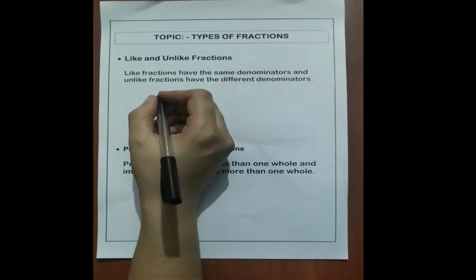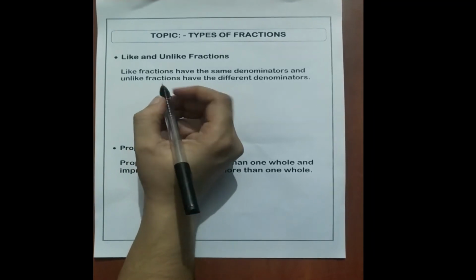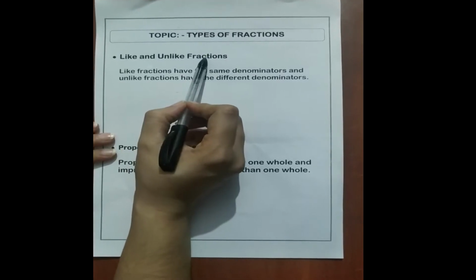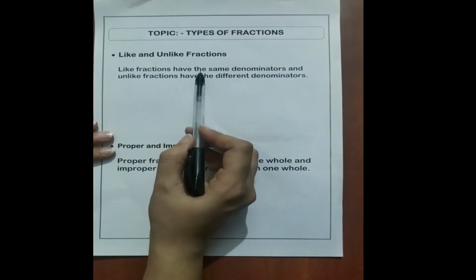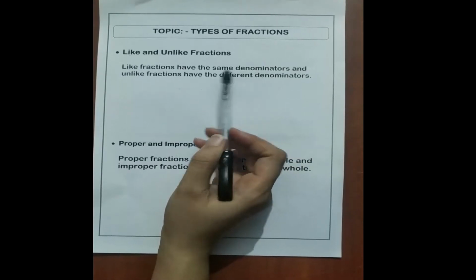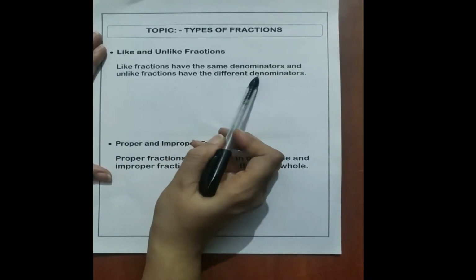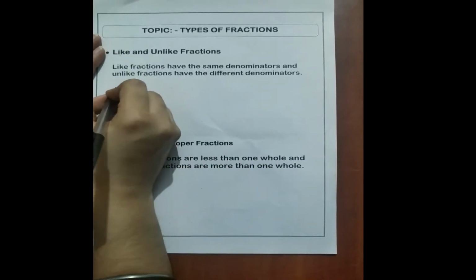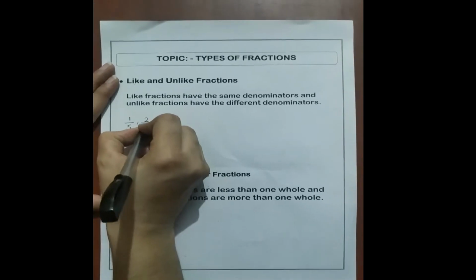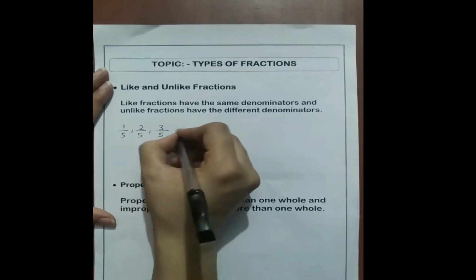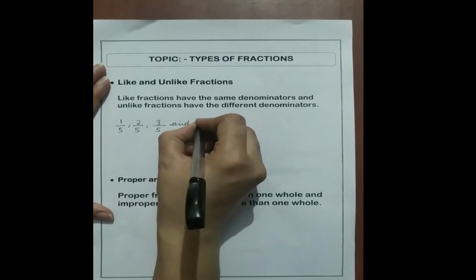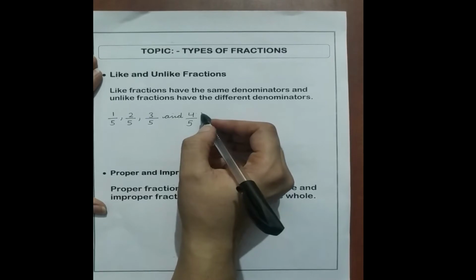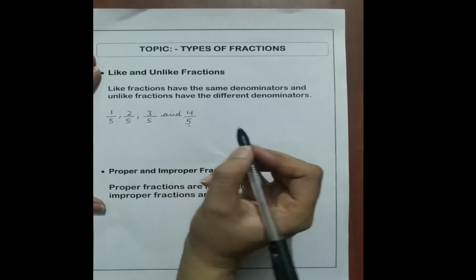Hello students, let's start our next topic, that is types of fractions. Like and unlike fractions. Like fractions have the same denominators and unlike fractions have different denominators. For example, 1 by 5, 2 by 5, 3 by 5 and 4 by 5. These all are the members of the family of 5.